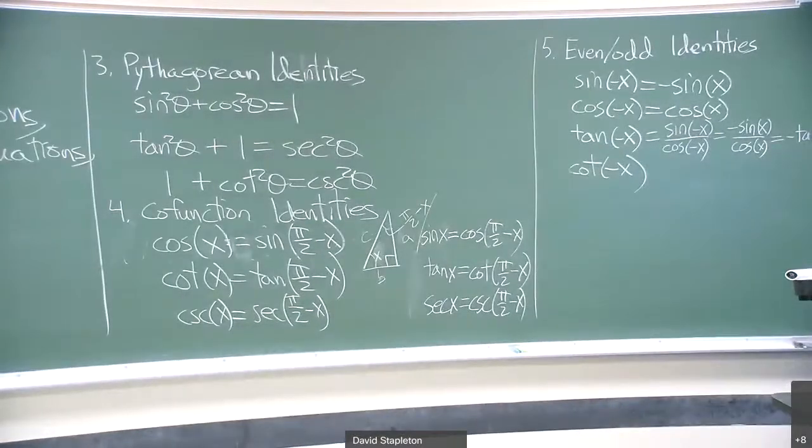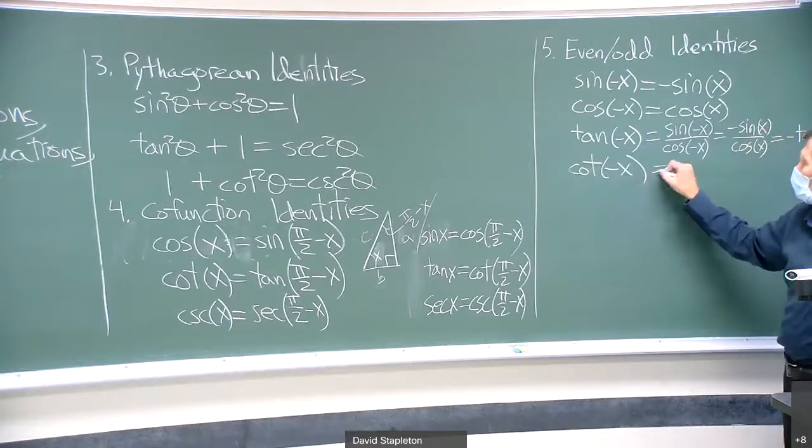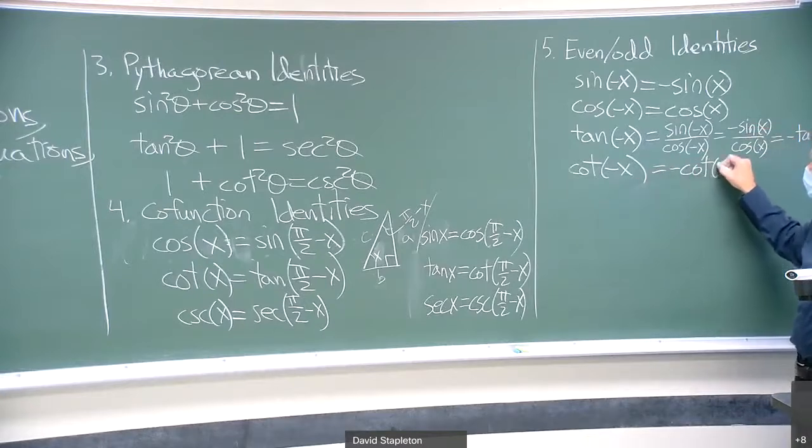Okay. And so this one, cosine of minus x over sine of minus x, becomes cosine over minus sine. The minus comes out just like this one. Completely analogous proof, just with the cosine on top and sine on the bottom. So the minus comes out of cotangent. Cotangent is odd.